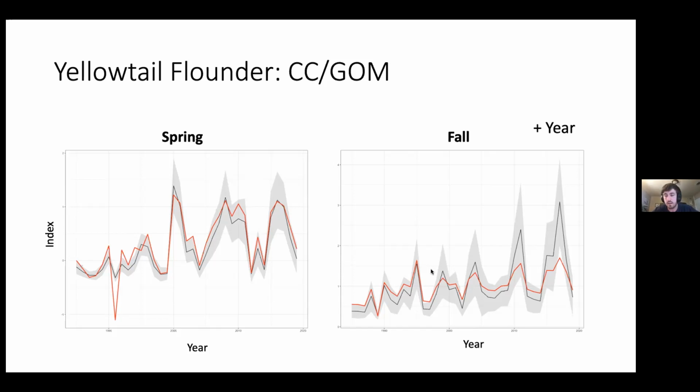And then for fall here, again, the modeling framework does a pretty good job of following the trend. It does lower some of these higher abundance estimates in more recent years.